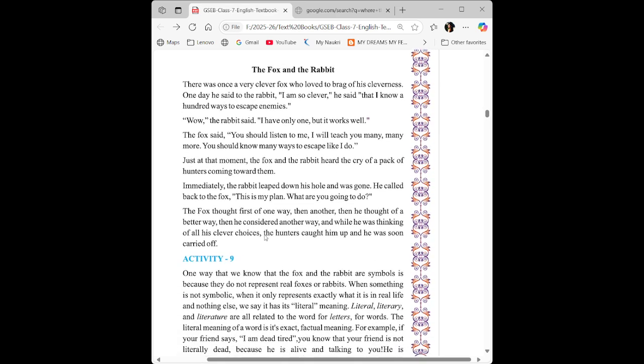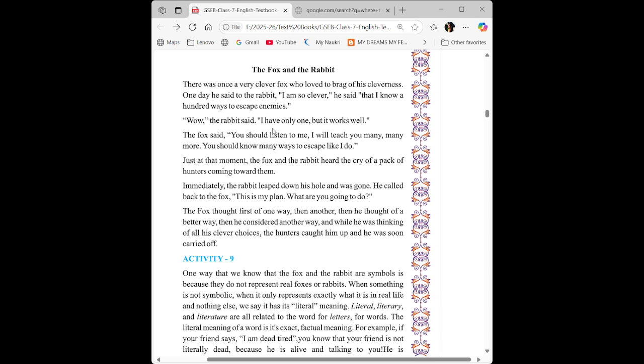Okay, there is one nice story about the fox and the rabbit that has been given here, and this is also about symbols. Let's read the story first. There was once a very clever fox who loved to brag of his cleverness. One day he said to the rabbit, "I'm so clever that I know 100 ways to escape enemies."